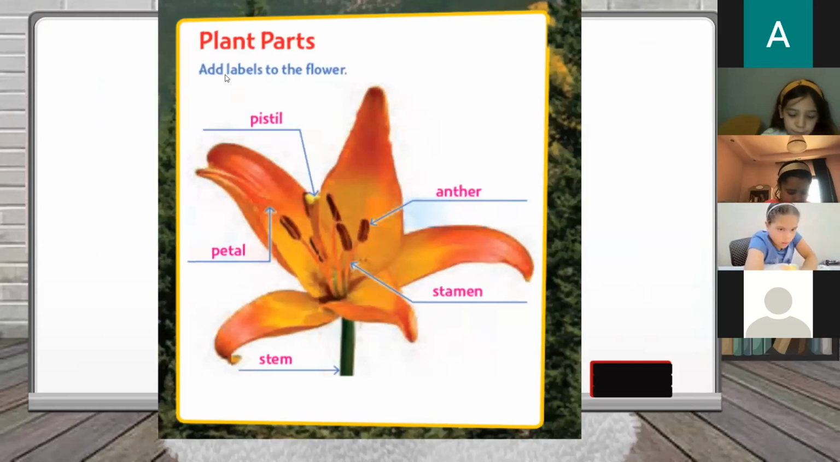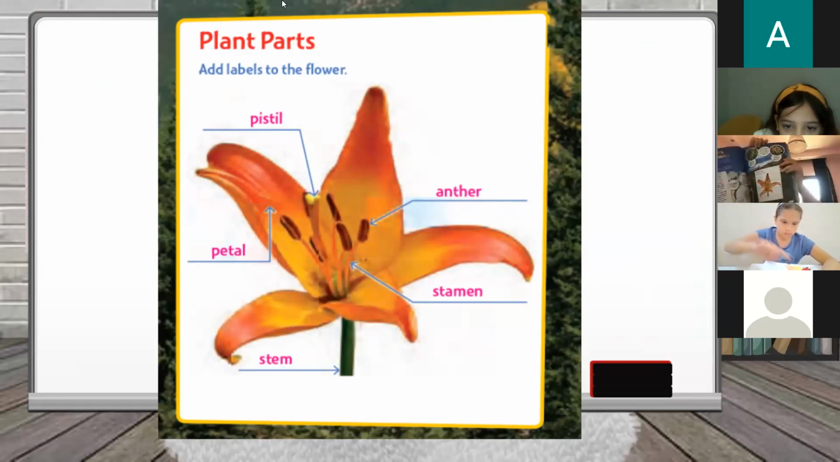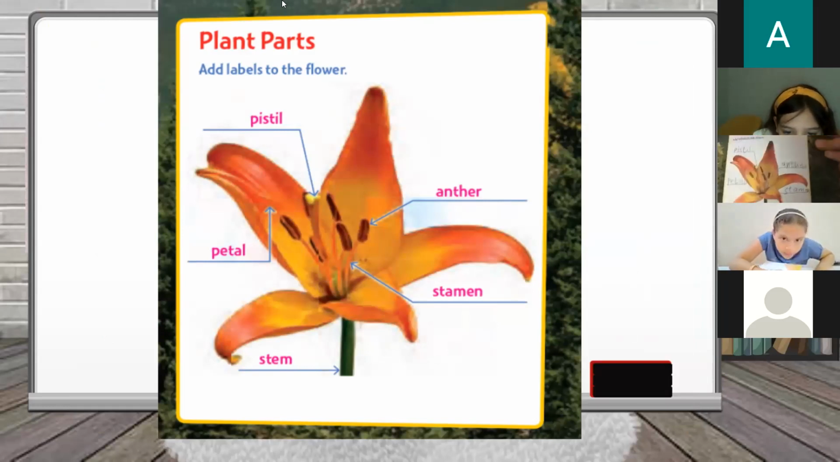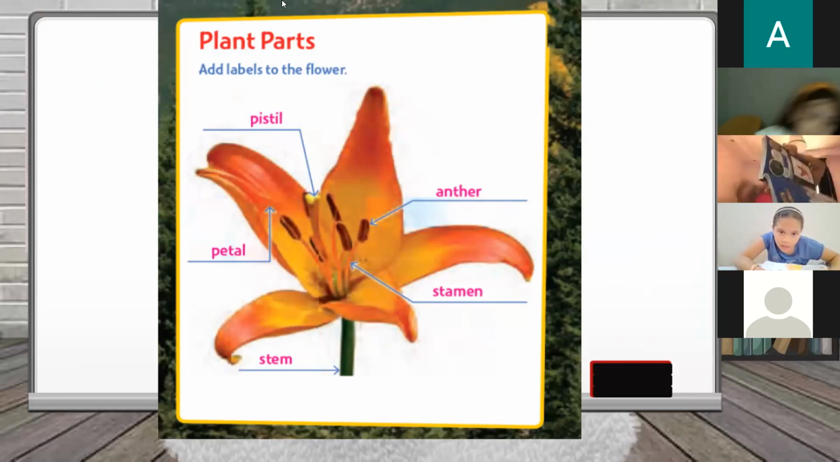What are the parts of the flower? Come on, girl. The outer part, stamen, the stem. Excellent, ya Maria. We have outer parts and inner parts. The outer parts are the petals and sepals. What about the inner parts? So continue. Petal and pistil. Excellent. Bravo. And the pistil, anther, stamen, all are inner parts.